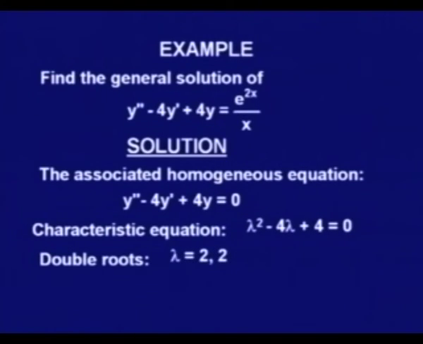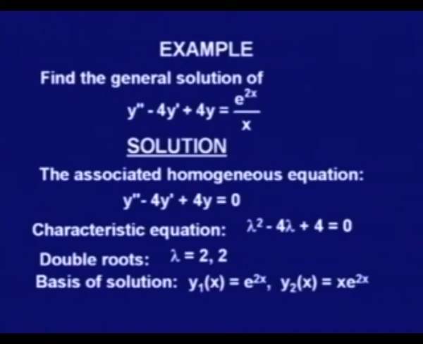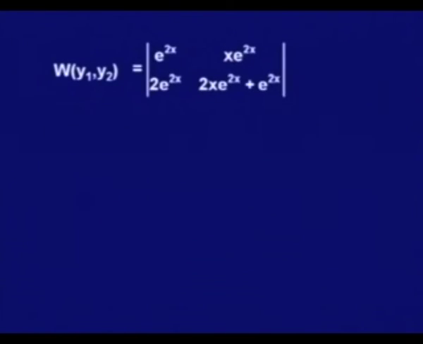What will be the general solution of this, or what will be the fundamental set of solutions? The fundamental set of solutions would be e to the power 2x and x times e to the power 2x. Now, what should be the Wronskian of these fundamental solutions? I have got two solutions, e to the power 2x and x times e to the power 2x.